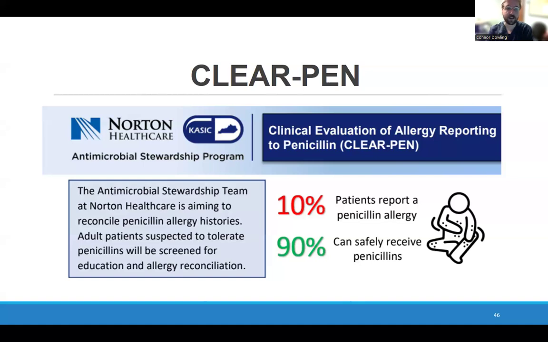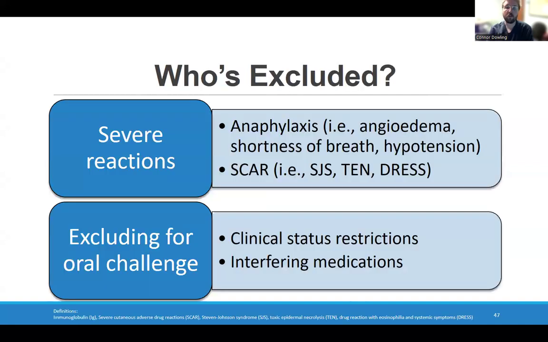But now you might be wondering, well, if that's what we do to include our patients, who do we exclude when we're looking to utilize our Clear Pen protocol? So we're going to exclude, similar to what those 2022 guidelines recommend, our patients that have severe reactions. So these are patients that have anaphylaxis history, so the angioedema, the shortness of breath, the hypotension, the hives with other organ involvement, like nausea or vomiting.